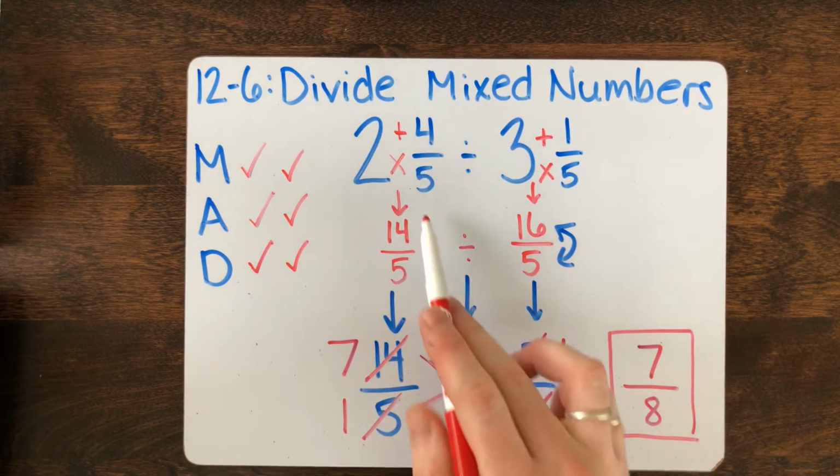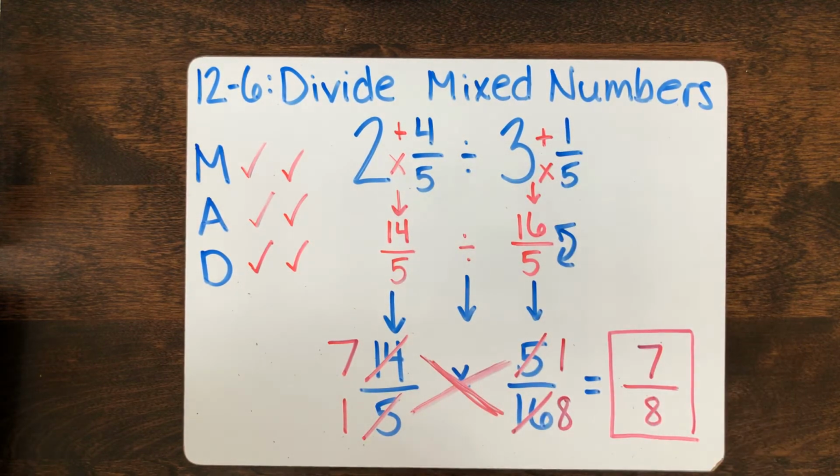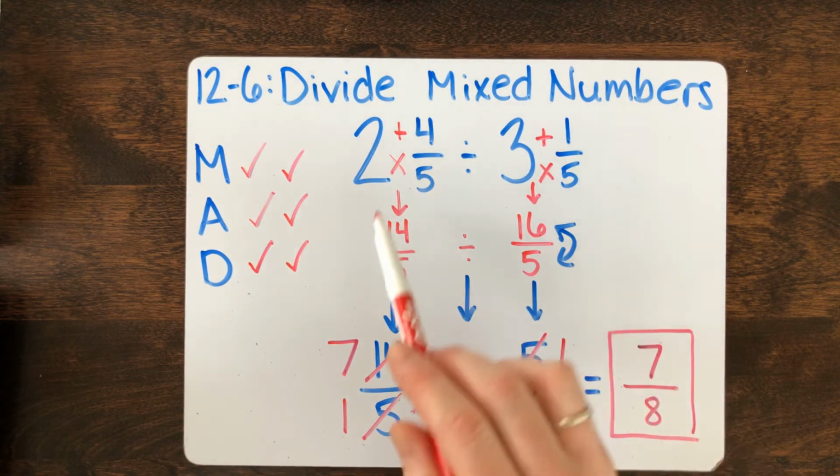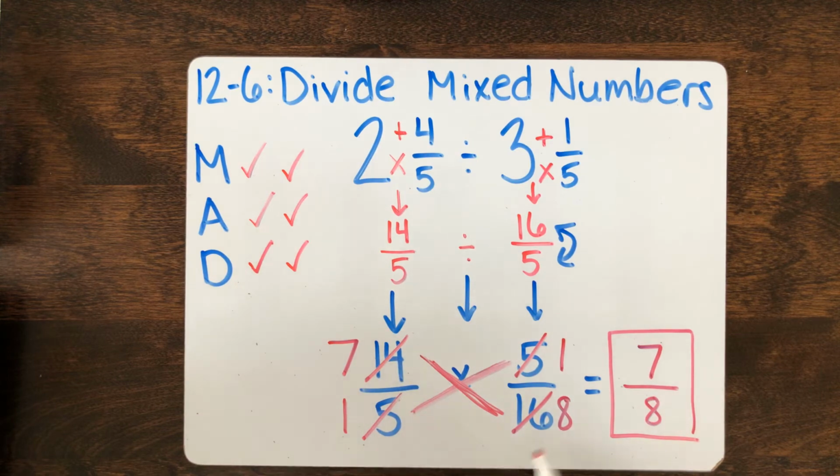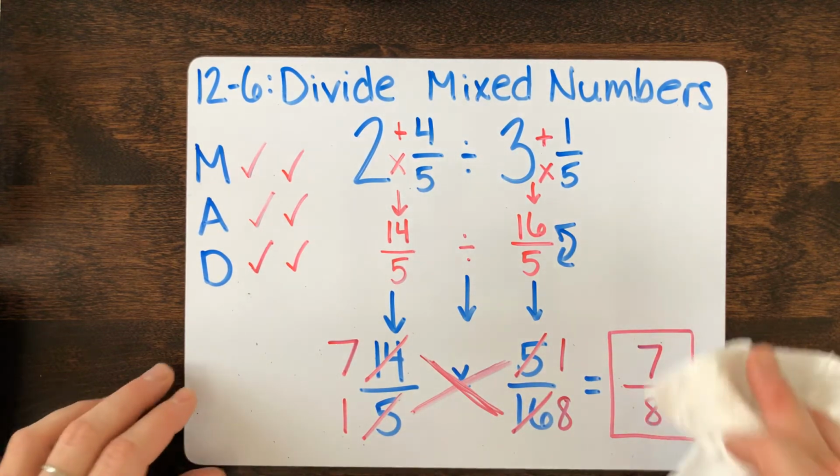So 2 4/5 divided by 3 1/5. The first step was changing them into improper fractions. The second step was keep, change, flip. And the third step, to save us a lot of trouble, was to just do some pre-simplification. Let's do another problem.